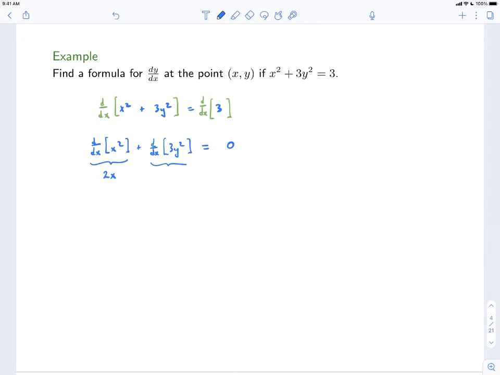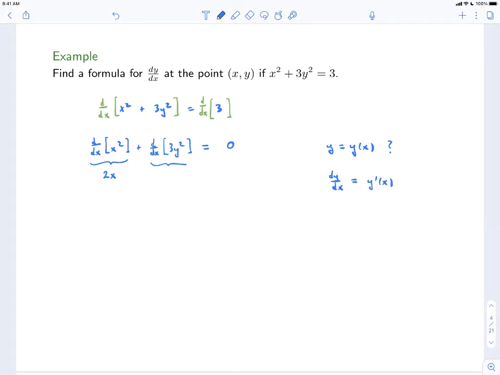Well, we treat y as an unknown function of x. Y is equal to y of x. But we don't actually know what that is. But we think of it as being a function of x. So when we differentiate y with respect to x, we use the chain rule.